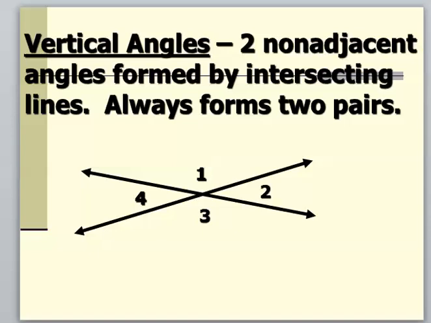The first one is vertical angles. Vertical angles are 2 non-adjacent angles formed by intersecting lines. Non-adjacent means we want the pair of angles in the picture not next to each other. And this always forms 2 pairs. So if I look for angles that are not next to each other, I have that angles 1 and 3 are non-adjacent, those are vertical angles, and 2 and 4 are vertical angles.